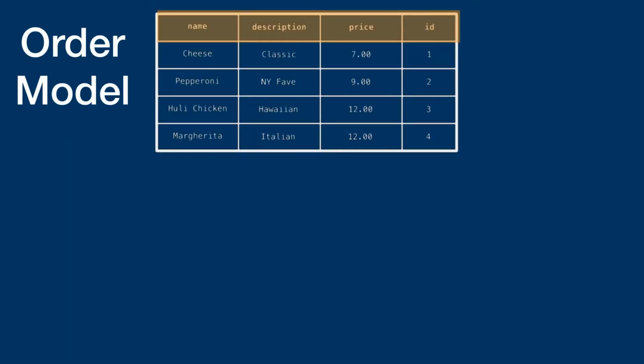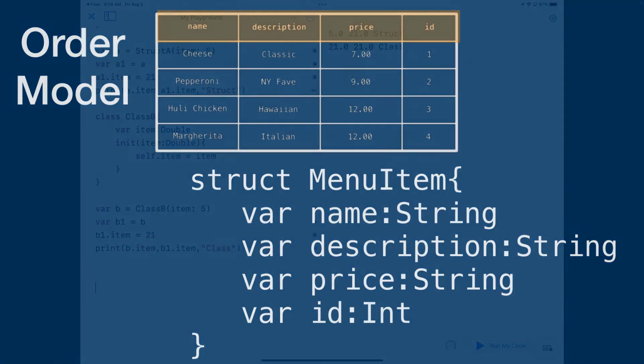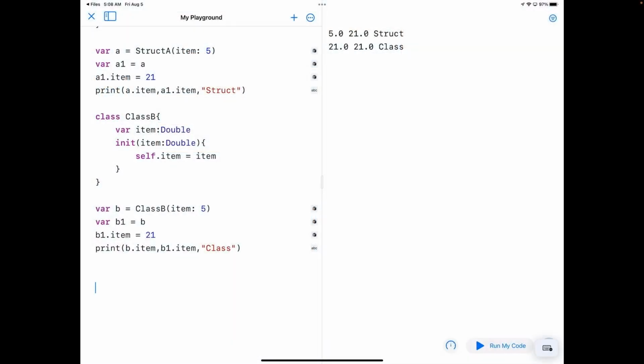On the other hand, we might have an object within the model, for example, a menu's item entry of price, name, and description. For that, I'd use a struct. All right, so now let's go back to the app and try to do this for real, okay?